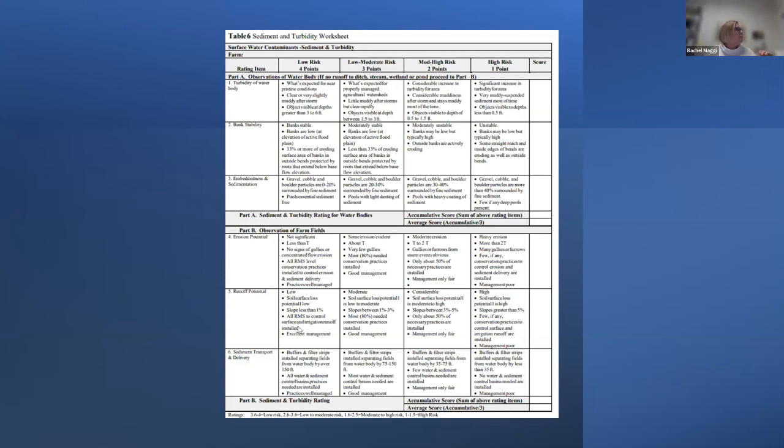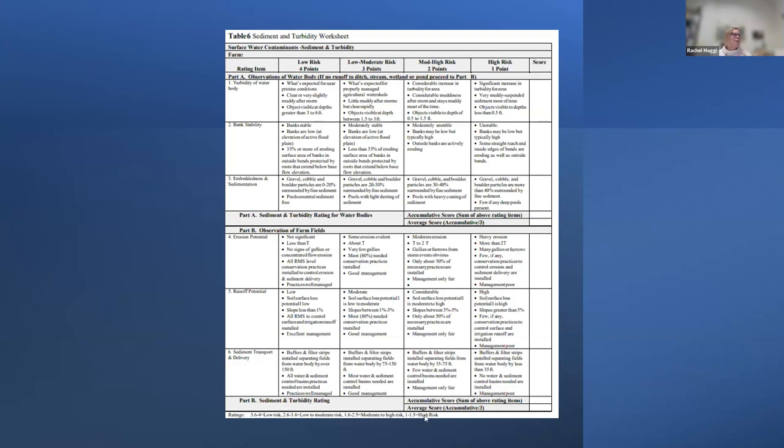Then at the very bottom, it's very, very small. You average your scores together and it gives you an overall risk. So if your score is between 1 and 1.5, you've got a high risk of having a water quality impairment, or back to Tech Note 14, a threat to our wetland.